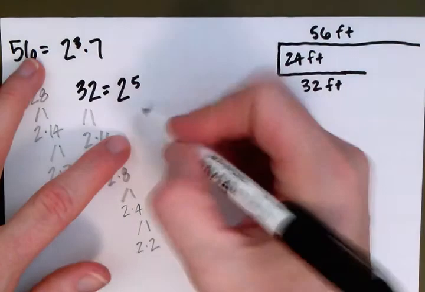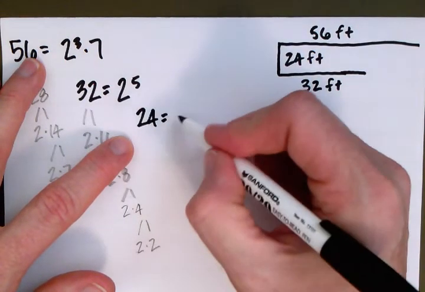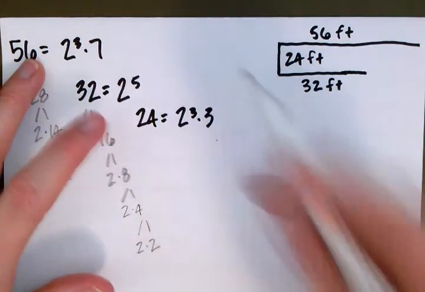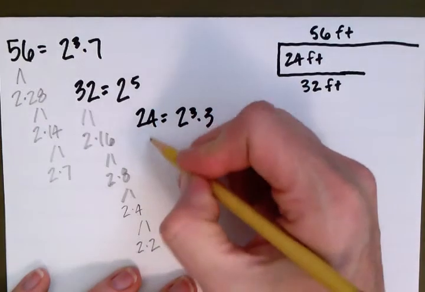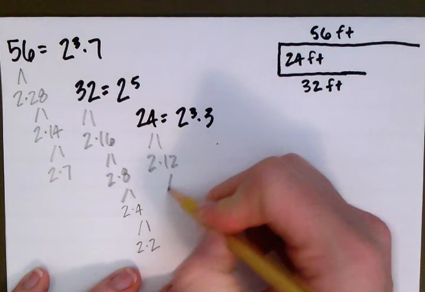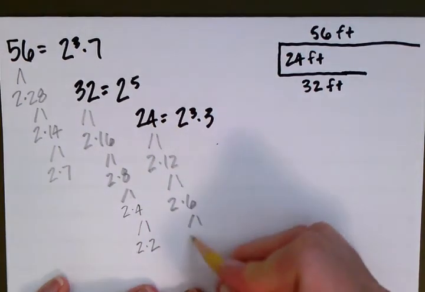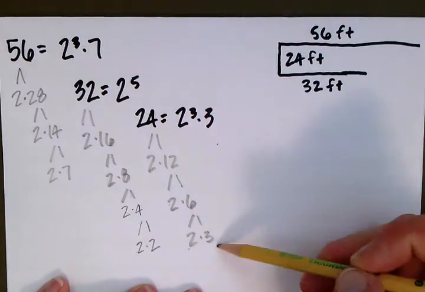Our last trench is 24 feet, and 24 factors into 2 cubed times 3. This can be proven by factoring tree 2 and 12. 12 factors to 2 and 6, and 6 factors to 2 and 3. We have 3 2's, 2 cubed, and 3.